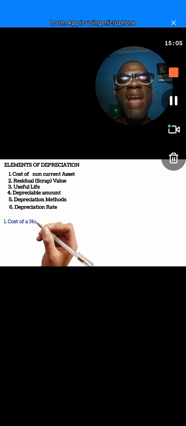So you can write. I know some of you are writing. It is important to take down notes. This note will be a reference note. The note will just go as a lay-hand-on when you are about to write your exam. So let us take the first element of depreciation, the cost of non-current assets.